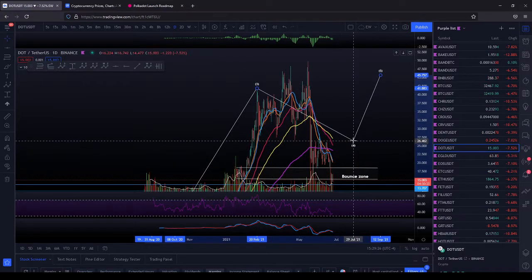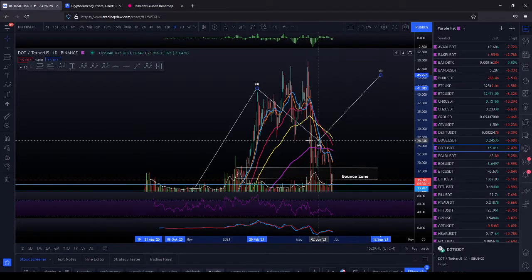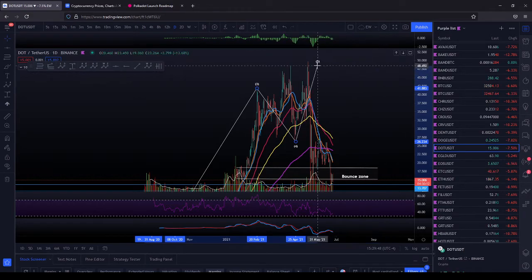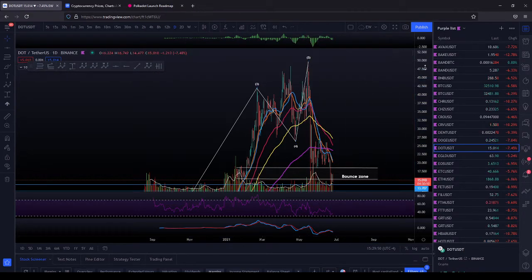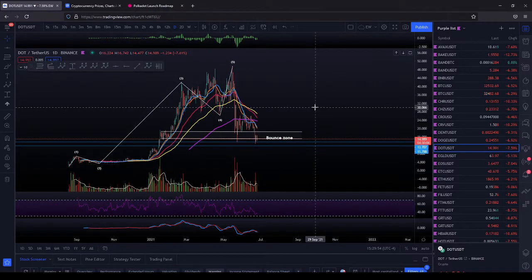Correction. A, flat. B, zigzag. C, impulse. 5 waves right here. And this is eventually going to be just one huge wave 1. This is wave 1 on the macro scale.